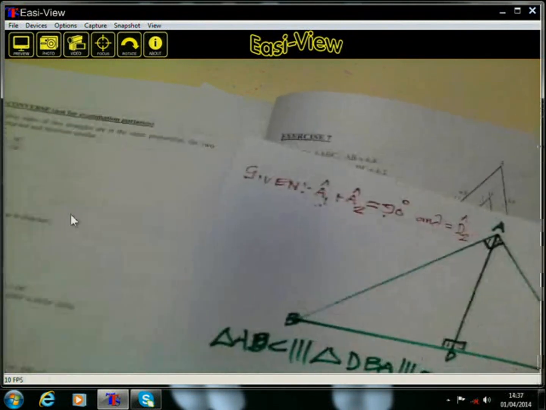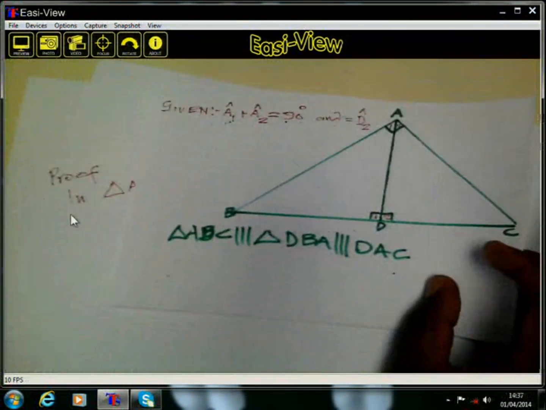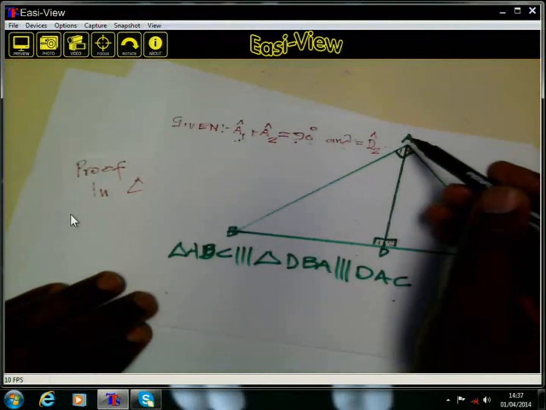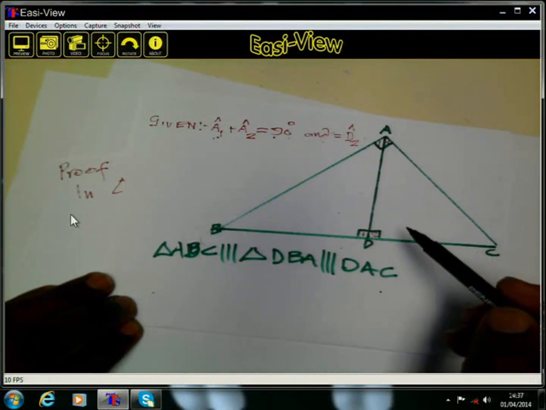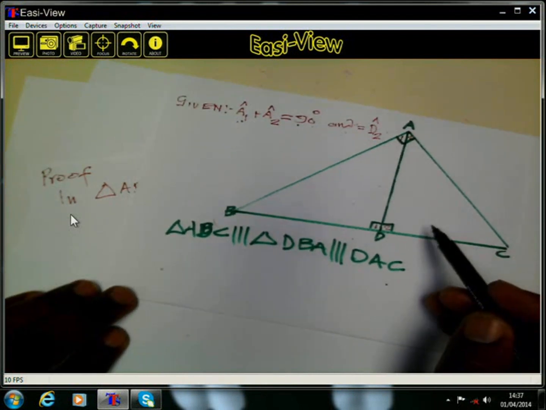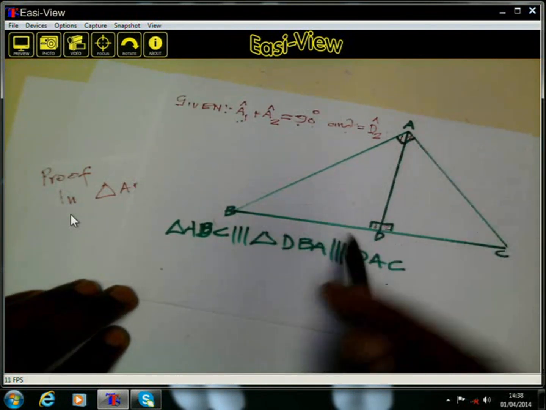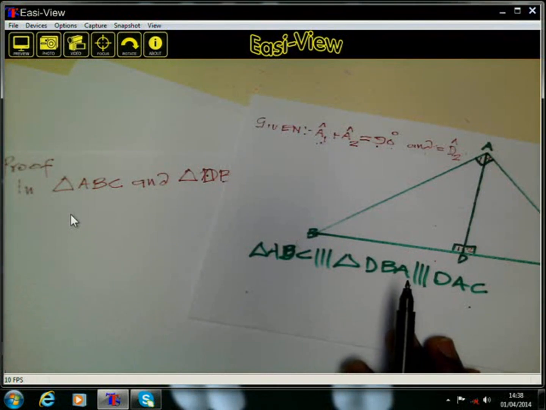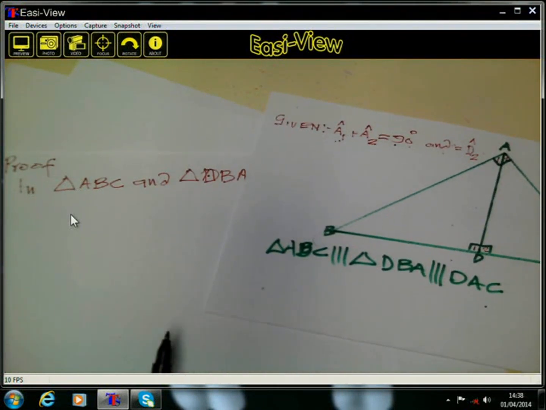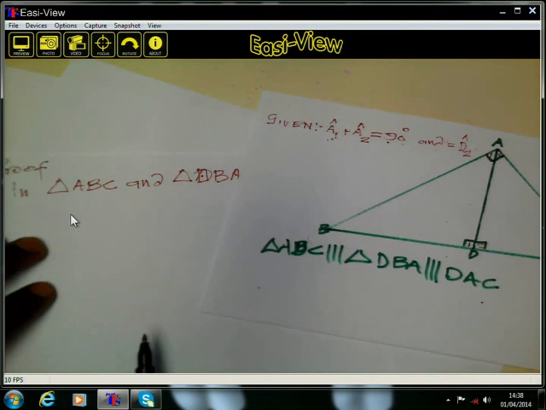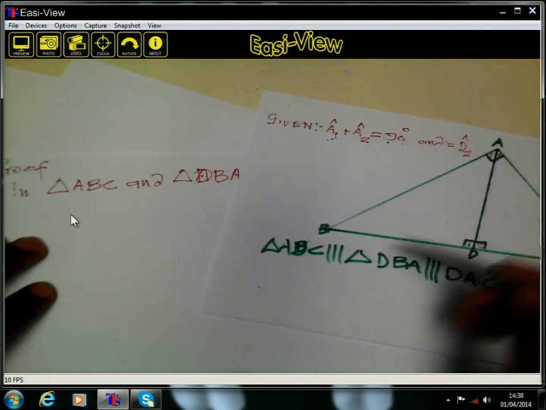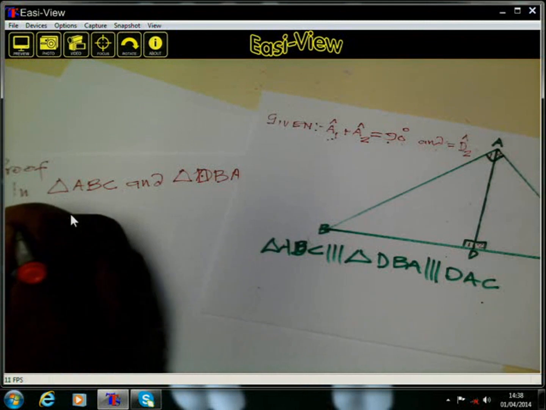Right. I would prefer to use this one. If you look at the bigger triangle, that is ABC, it is triangle ABC with triangle DBA. If we look at that, what is it that we can source out? The first thing that we realize that we can talk about is, for the bigger triangle ABC, we are looking at angle A.